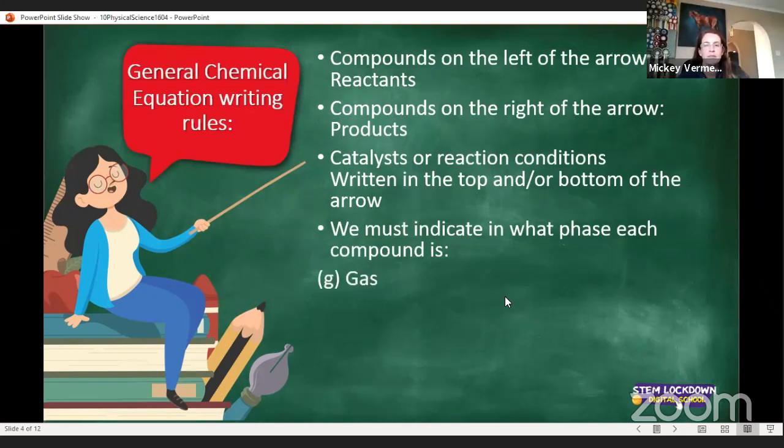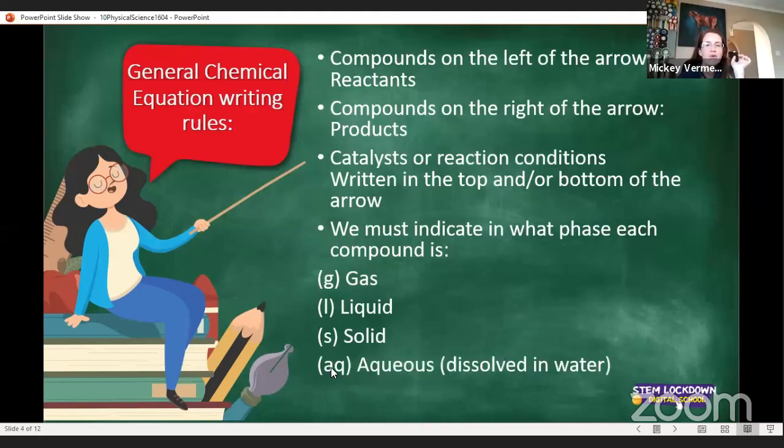So if I write a G in brackets after a compound, it is a gas. Mbali, I see your question. I'll get to it. Let me just not lose my trend. I promise. If I write an L in brackets, then it is a liquid. An S in brackets is a solid. Guys, can you see how easy this is? Then the only one that's a little weird is if I write aq. Aaliyah, good job. It means aqueous, dissolved in water.